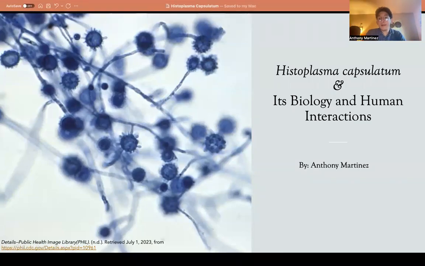Alrighty. Hello, my name is Anthony Martinez, and today I'm giving a presentation about Histoplasma capsulatum, its biology, and its human interactions. You can see on the left here, this is a picture of the hyphal form of the organism that we're going to be talking about today. I think it looks rather beautiful.